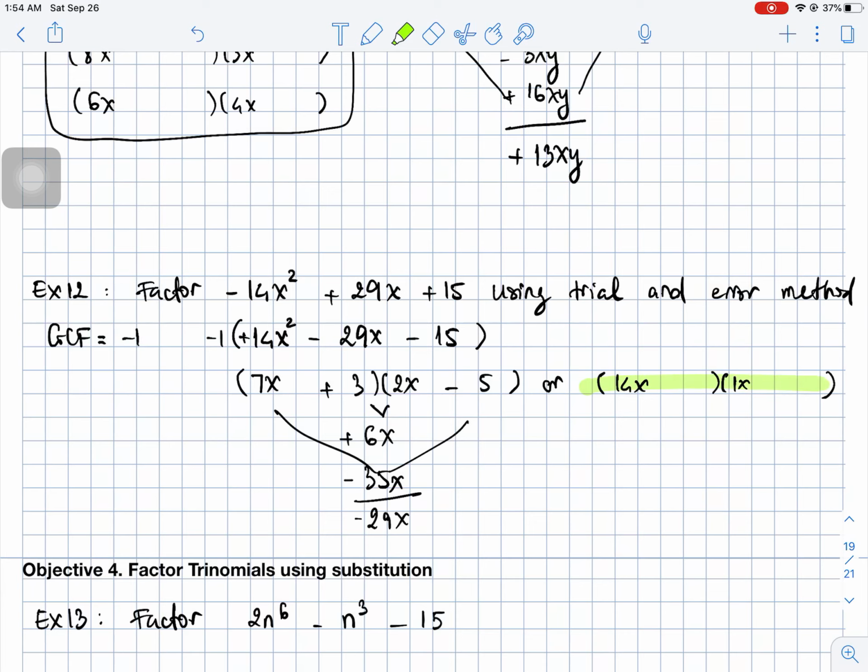And we get it successfully, which means we do not need to try the 14 and the 1. So our final answer is, we need to carry the minus down: negative, parenthesis 7x plus 3, times 2x minus 5.